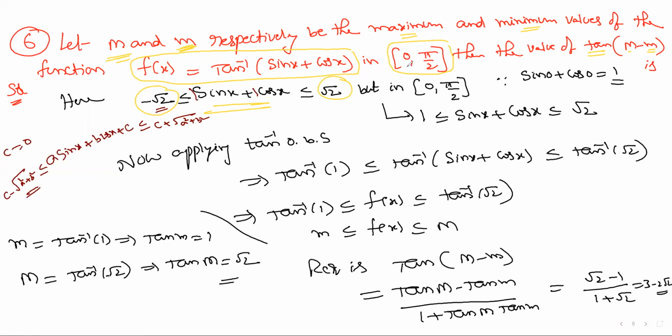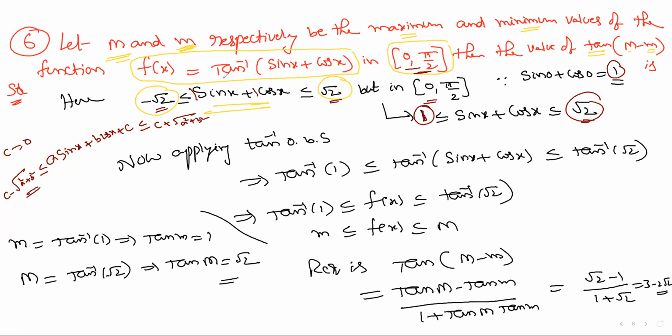But what is the interval given here? 0 to pi by 2 is the given interval. In this interval, the minimum value is 1. Why? Because substituting 0 in sin x plus cos x, sin 0 plus cos 0 gives the value 1. So 1 is less than or equal to sin x plus cos x, which is less than or equal to root 2. In 0 to pi by 2, in the first quadrant, the minimum value of sin x plus cos x is 1, and the maximum value is root 2.